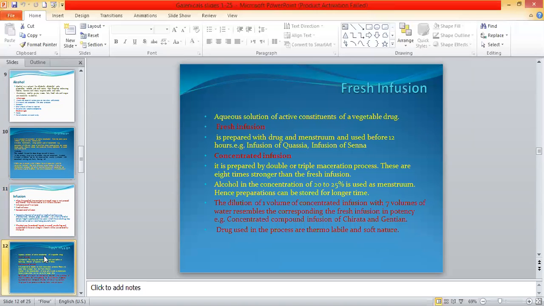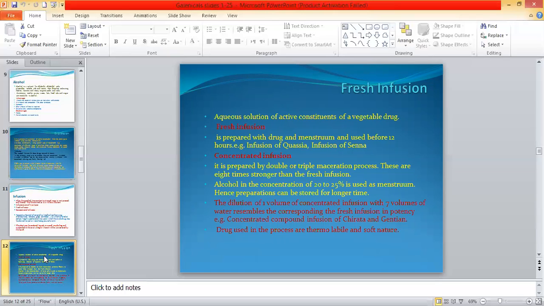Fresh infusion is prepared with the drug and the menstruum, and it should be used within 12 hours. For example, infusion of quassia and infusion of senna. So fresh infusion should be used within 12 hours, and infusion of quassia and infusion of senna are examples of it. So what is senna? Senna leaves are basically used as a laxative to treat constipation.